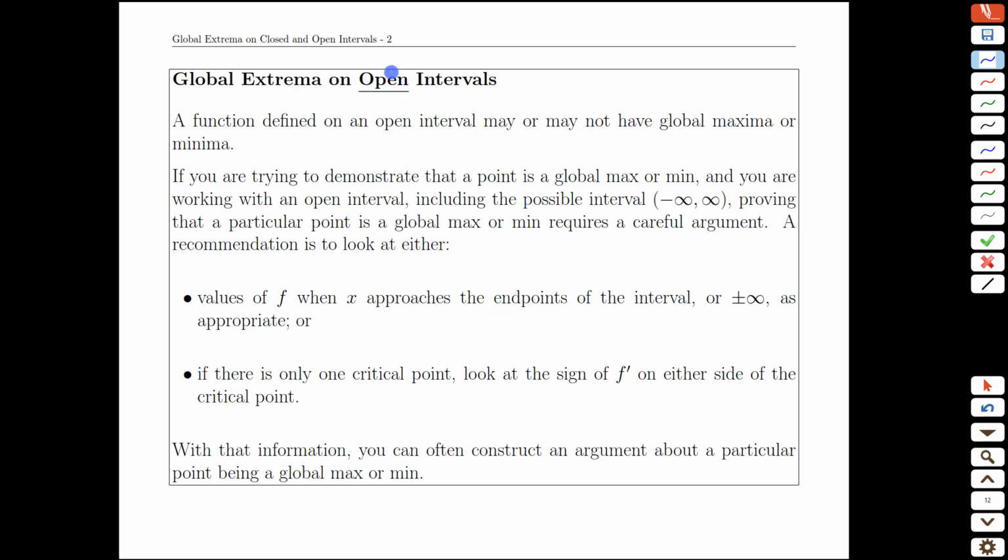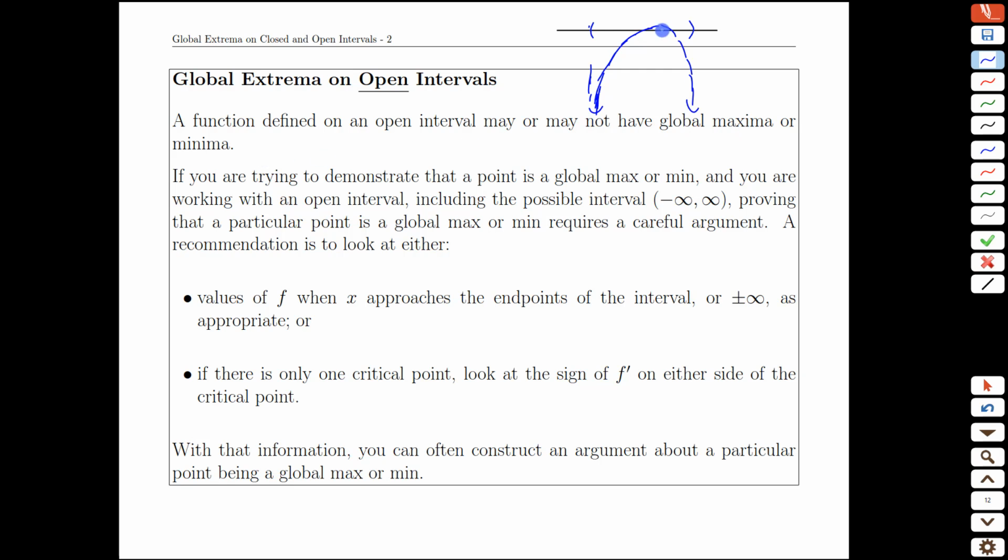In contrast, when we have an open interval, all bets are off pretty much. So if we have some interval that does not include the endpoints, then it may be that the function has an asymptote. It might even be continuous on that interval, but it might have an asymptote that shoots off towards negative infinity or positive infinity. And so that means we have no guarantees whatsoever whether a global maxima or minima will exist.